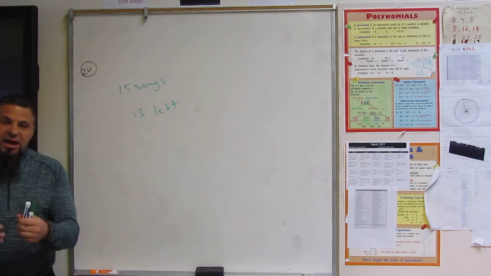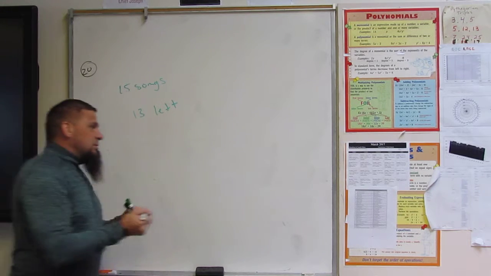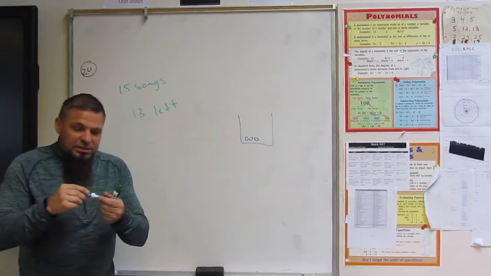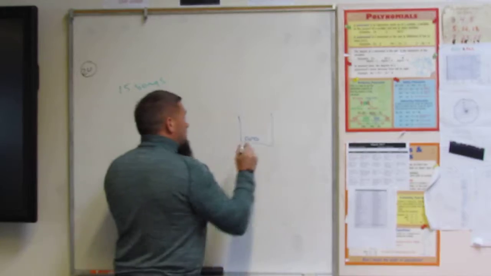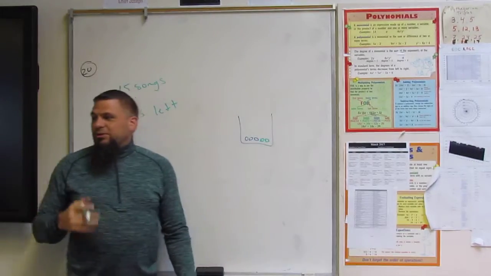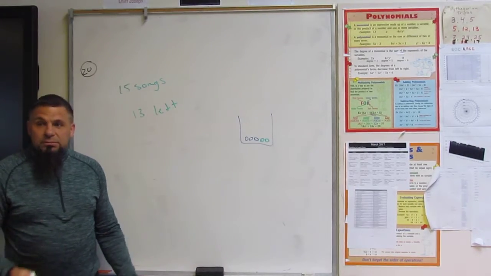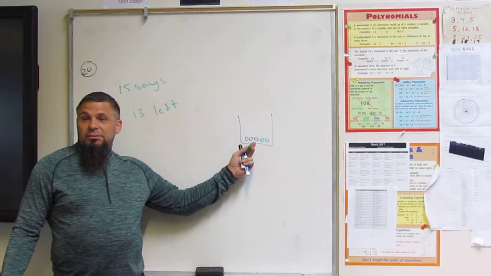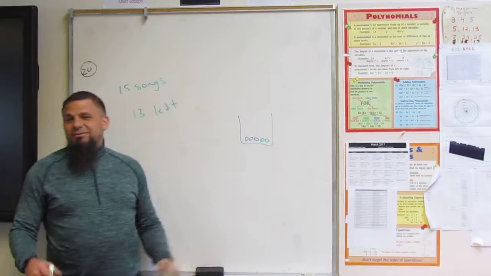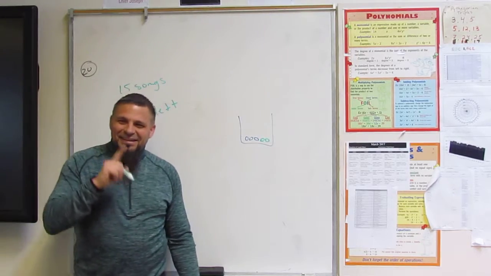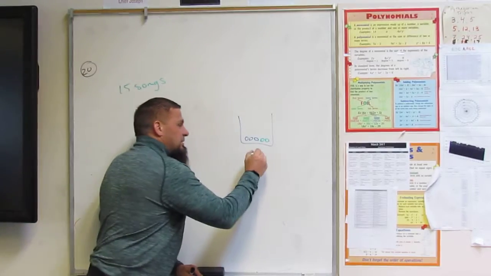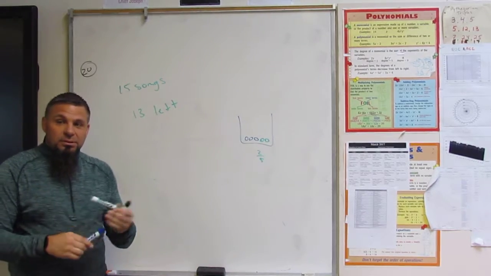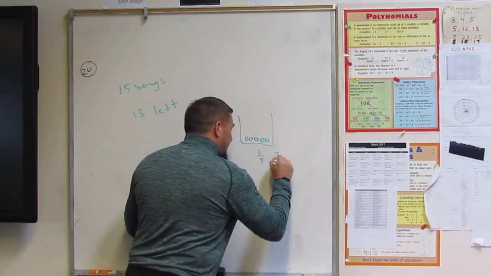Because if I have 3 blue balls in a hat, and then I got 2 green ones, what's the probability of pulling a green one? 2 out of 5. What's the probability of a blue? 3 out of 5.